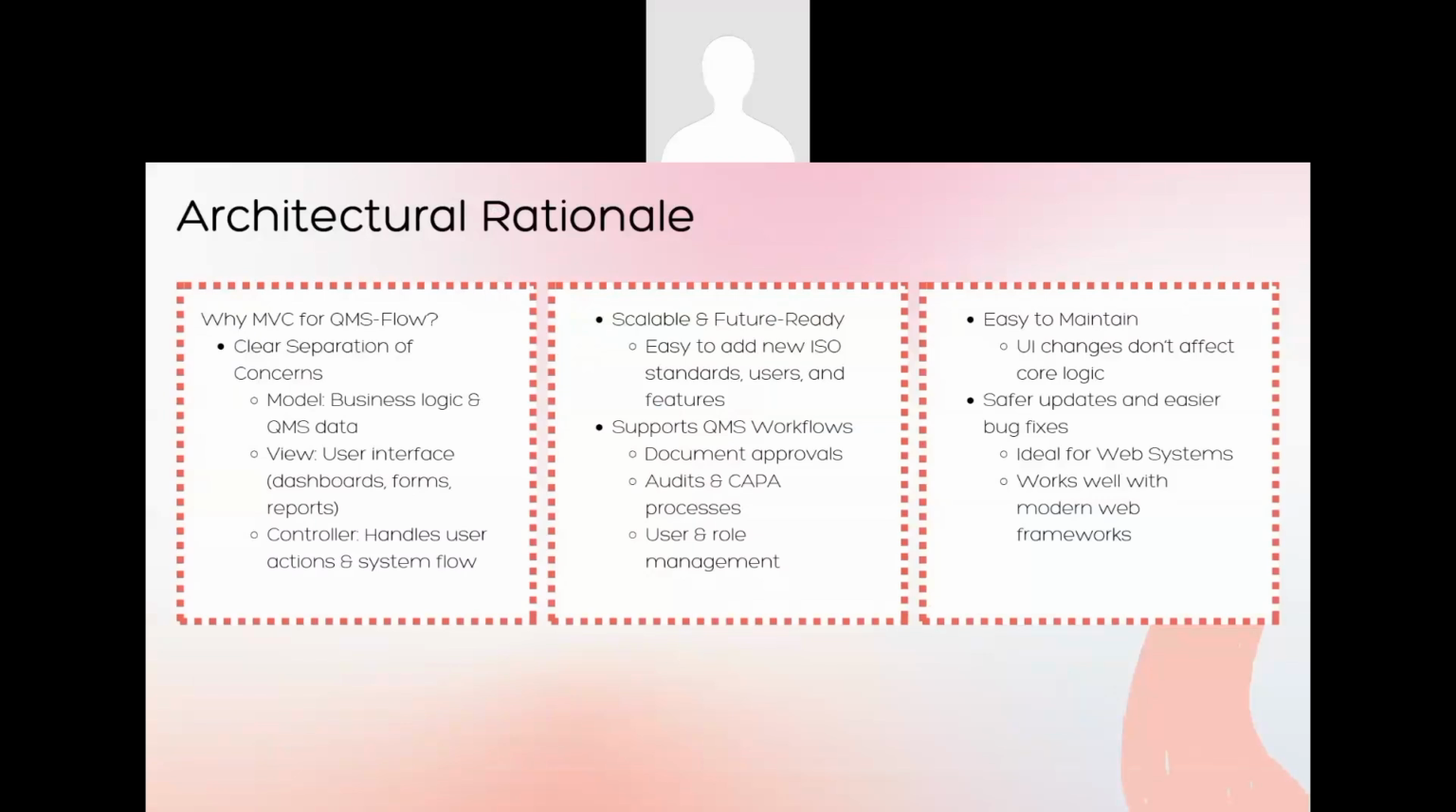MVC separates the system into three main parts: the model, which handles all QMS data and business logic; the view, which is the user interface used by admins and employees; and the controller, which manages user actions and system responses. This separation makes the system easier to maintain and scale, and we can update the interface or add new features like more ISO standards or analytics without affecting the core system.